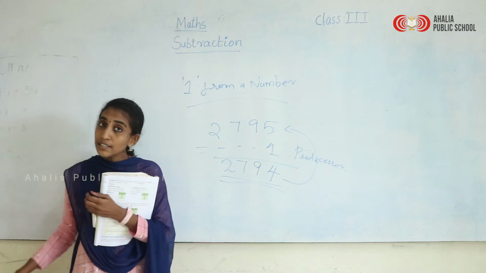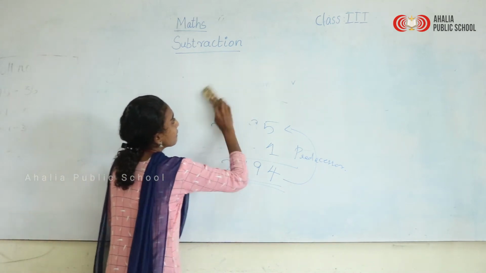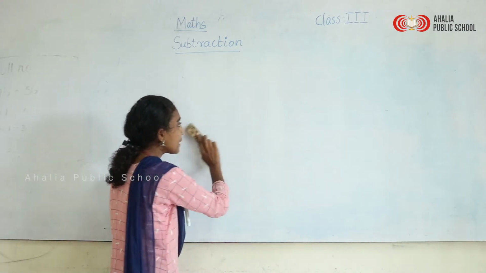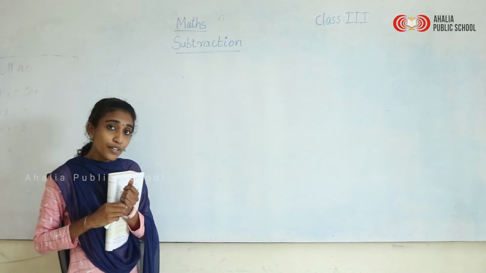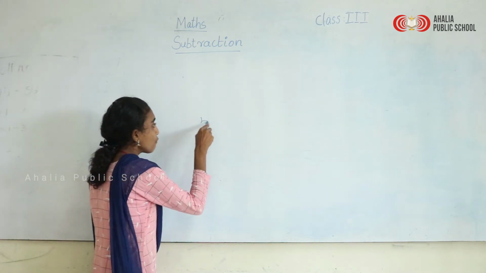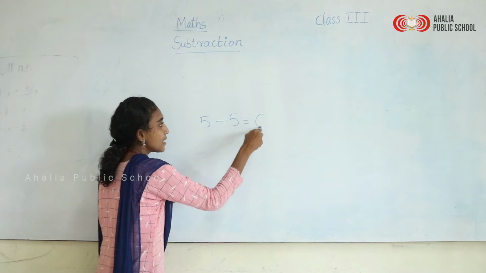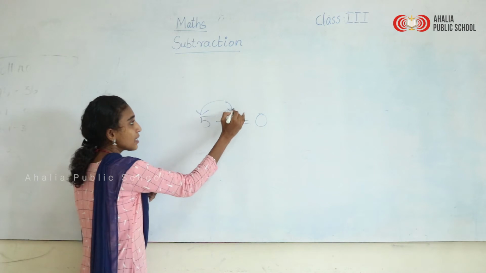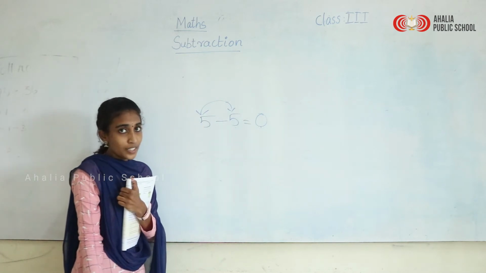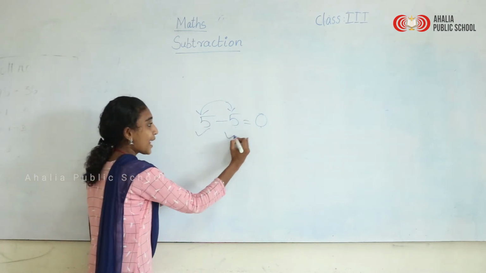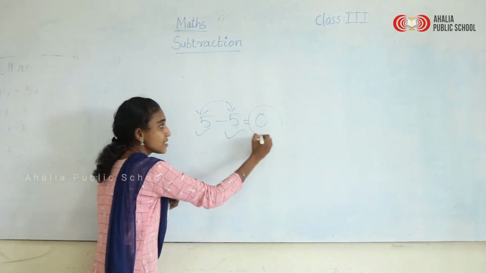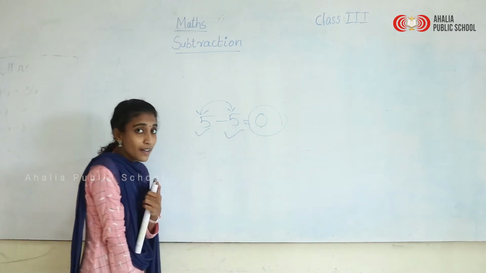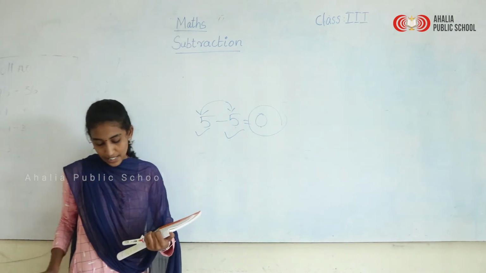Now, moving on to the third property of subtraction. The third property of subtraction is subtracting a number from itself. That is 5 minus 5. What is the answer? 0. Subtracting a number from itself gives the answer 0. In other words, when the minuend and subtrahend are the same, the difference is 0.